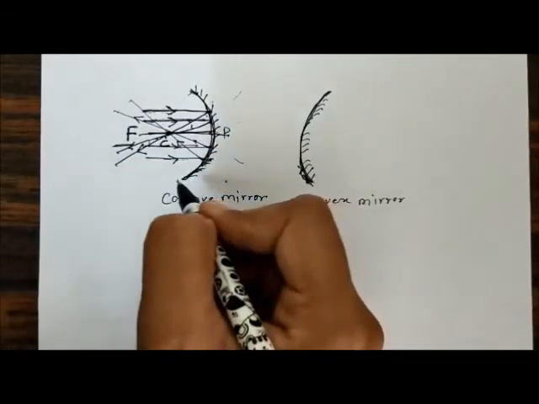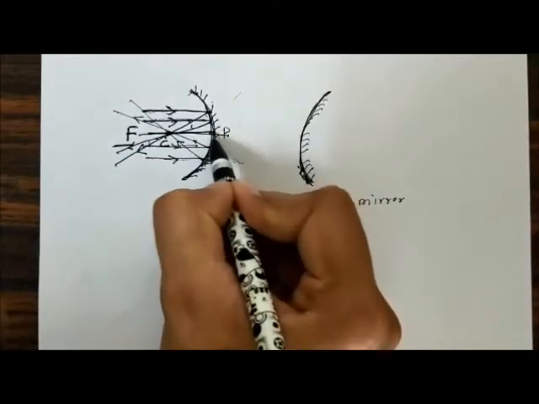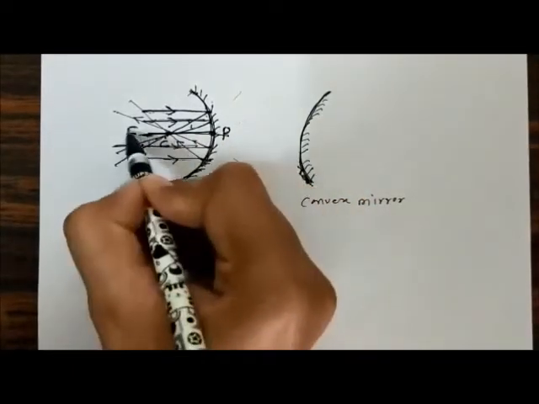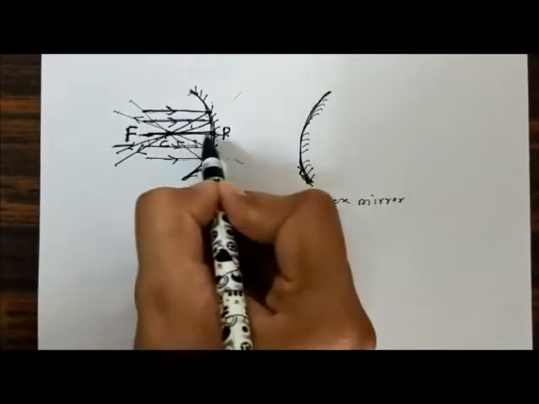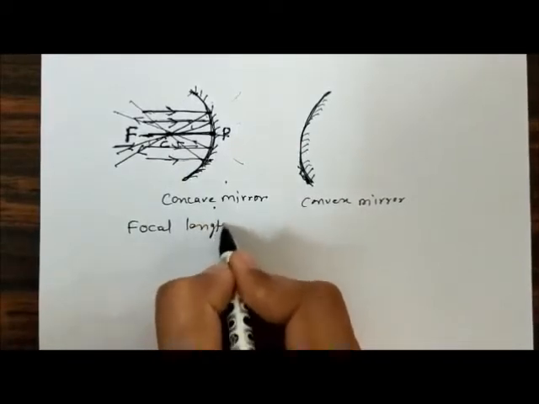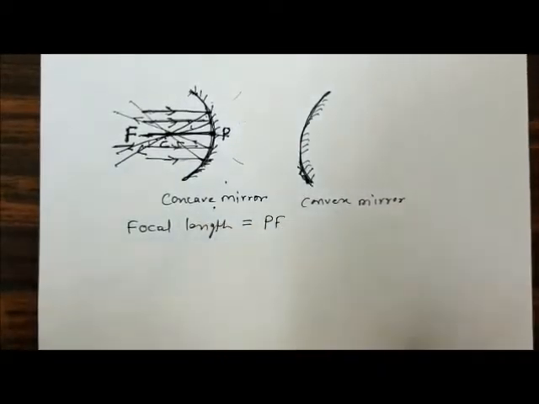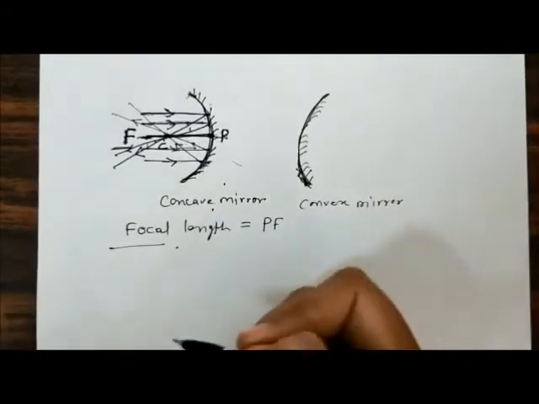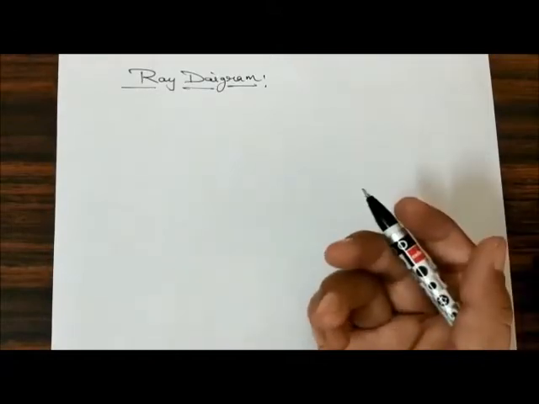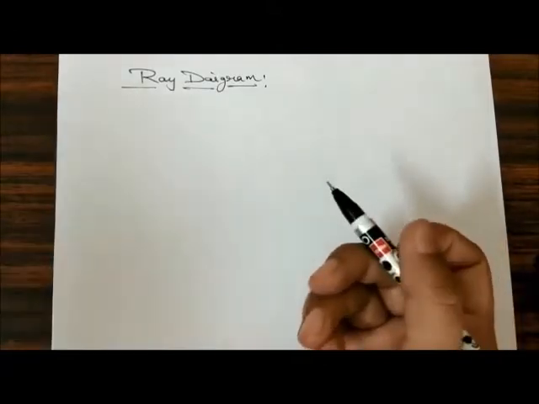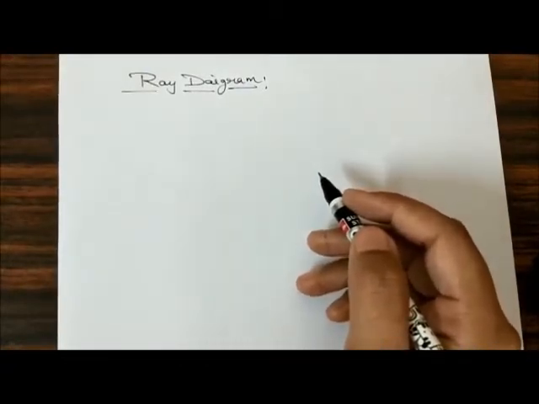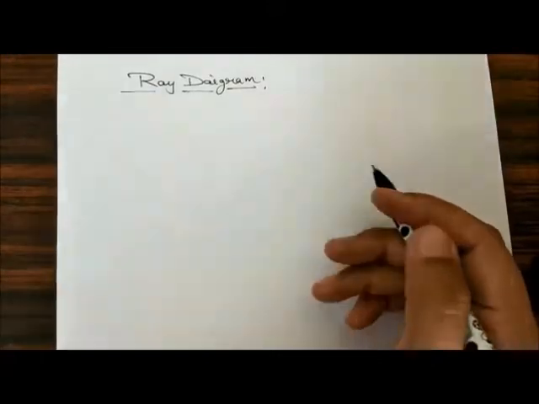Now what is focal length? The distance between the pole and the focus point is known as focal length. In this, it is PF. Now we are going to study the formation of images by spherical mirror by drawing ray diagrams. For this we have to understand rules for obtaining images formed by the spherical mirror.